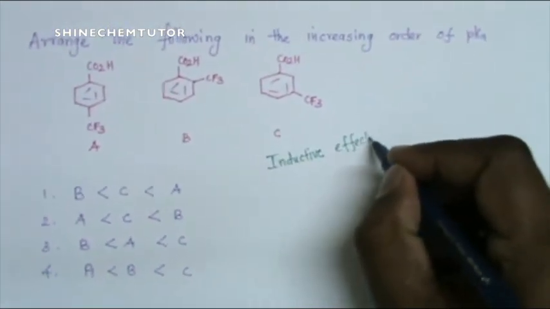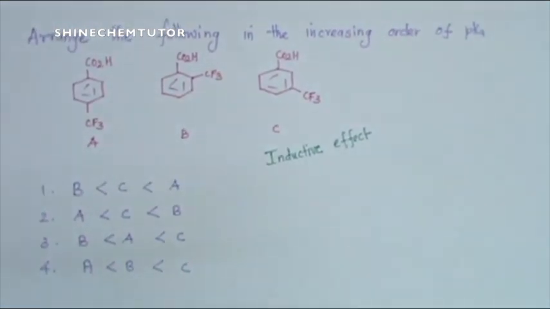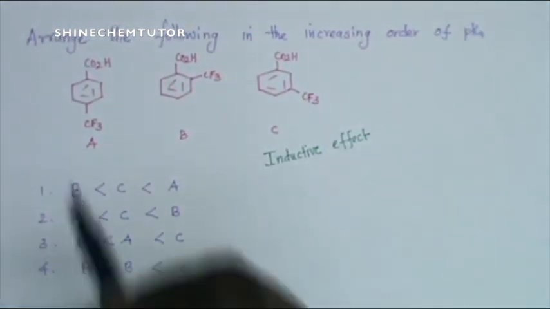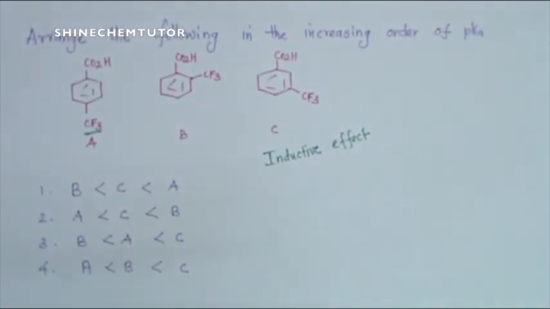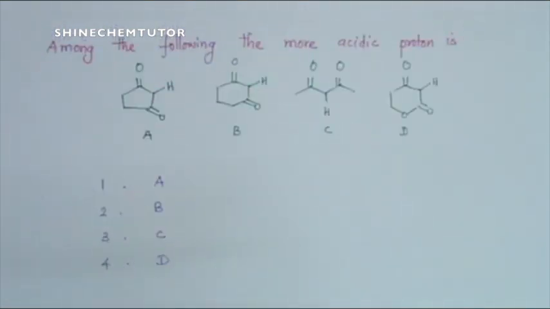Resonance is not possible here. You have to go for inductive effect. CF3 is an electron withdrawing group because of the more electronegative fluorine atom. Among the following, the more acidic proton is. I have given 4 compounds. All have active methylene protons. In that, which one will be more acidic?